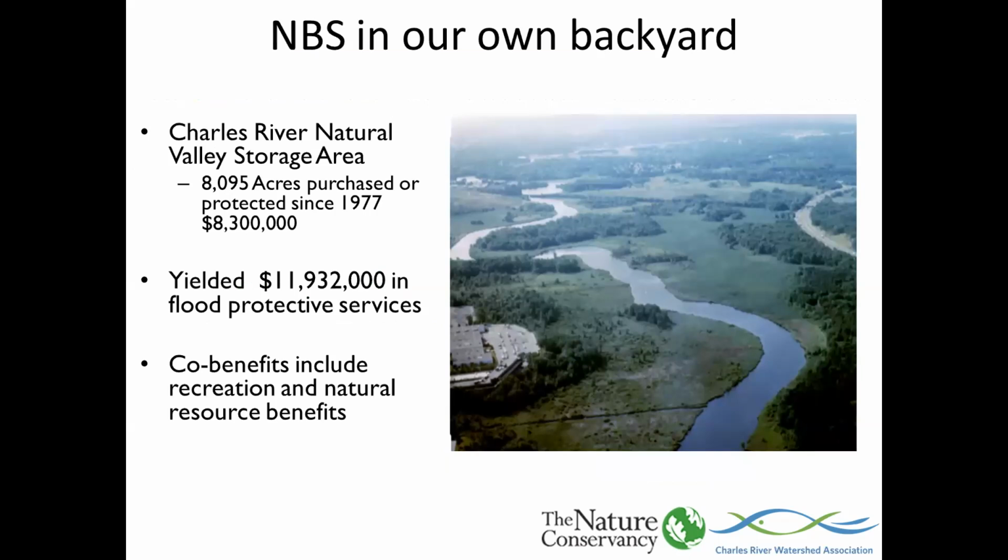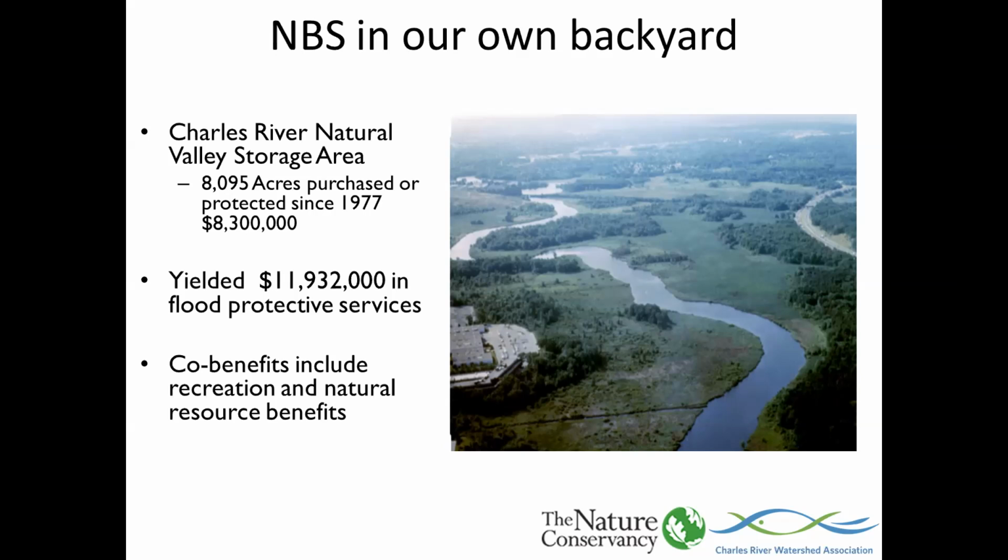And just want to highlight an example of nature-based solutions right here in the Charles River watershed, and that is the Natural Valley Storage Area. I know some of you folks are familiar with that because you've heard me present on it before, or someone else from CRWA, but it is really a pretty amazing example. It's over 8,000 acres of protected wetland areas across the entire watershed. They're in 16 different communities across the entire watershed.